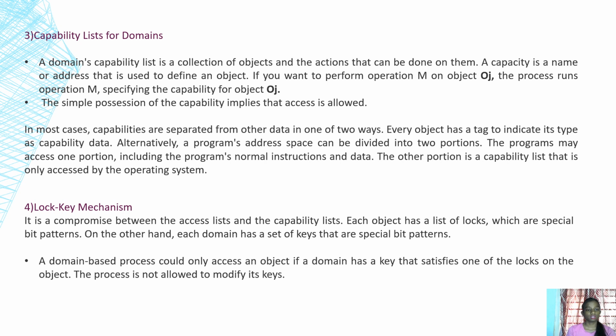So next we'll see what is lock-key mechanism. It is a compromise between the access list and capability list. Each object has a list of locks, which are special bit patterns. On the other hand, each domain has a set of keys, which are special bit patterns. A process in a domain can only access an object if the domain has a key that satisfies one of the object's locks, and the process is not allowed to modify its keys.